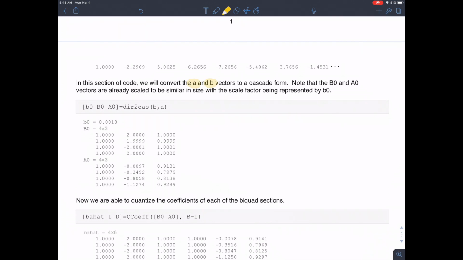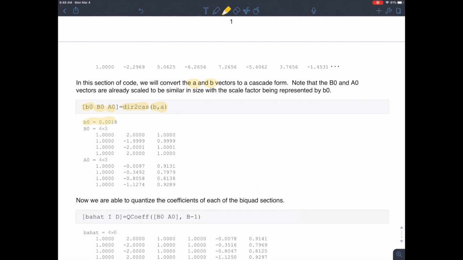So we know that the A and B vectors in their original form effectively are infinite precision. All right, so what we need to do now is convert that to the cascade form. You can do this in MATLAB, but I'm using the ProACUS code that does a direct form 2 to cascade conversion of the B's and the A's to the capital B zeros and A zeros with a scale factor B0.